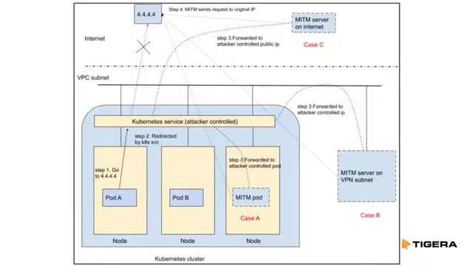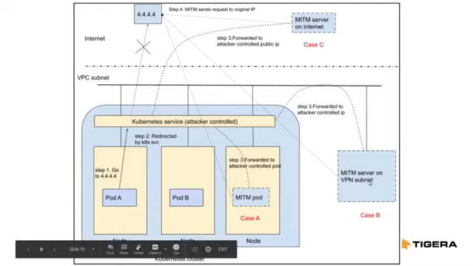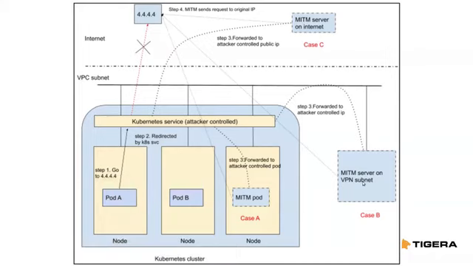So this diagram looks like too much, but if you look at it, at the bottom there are three nodes, and basically these three nodes are a Kubernetes cluster, and then on the right hand side there is a fourth node, which is on the same VPC subnet as the other nodes, and on the top side there is the internet. And there are essentially three use cases that I want to highlight that are possible with this vulnerability.